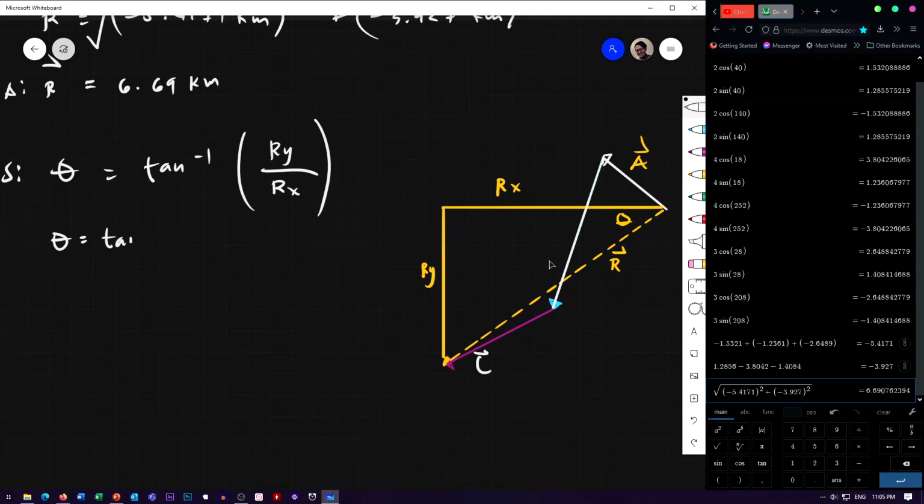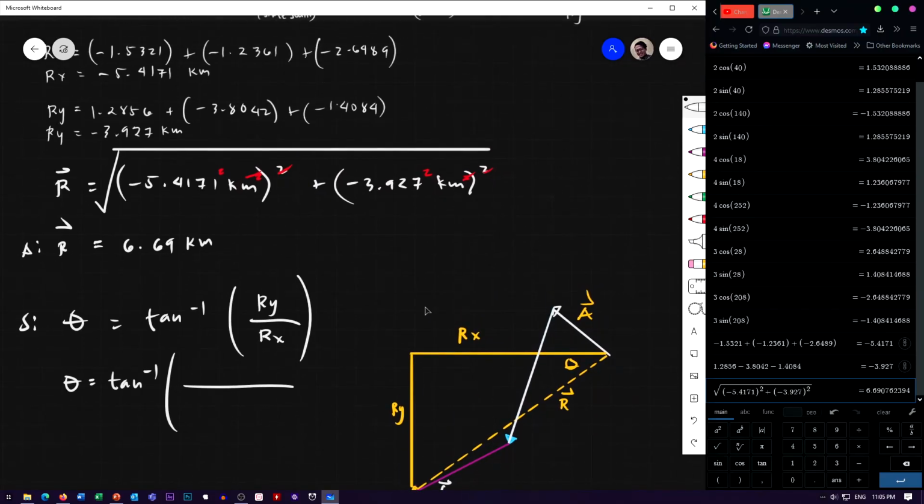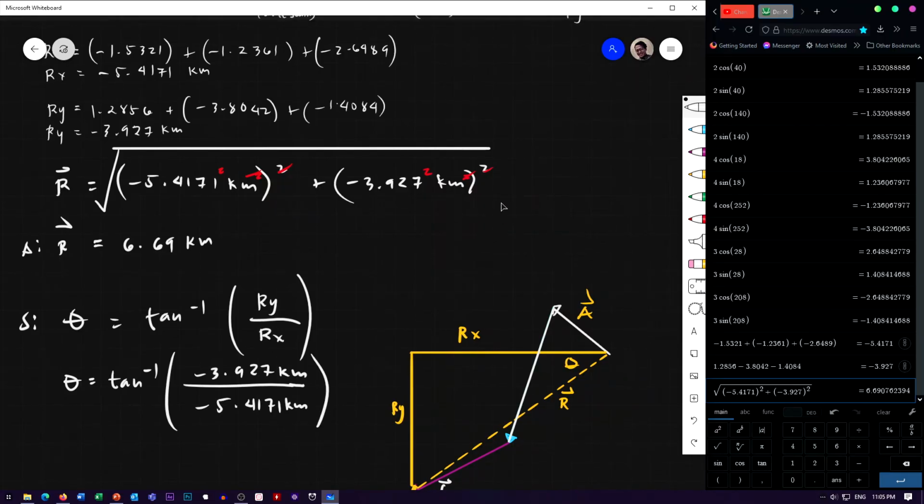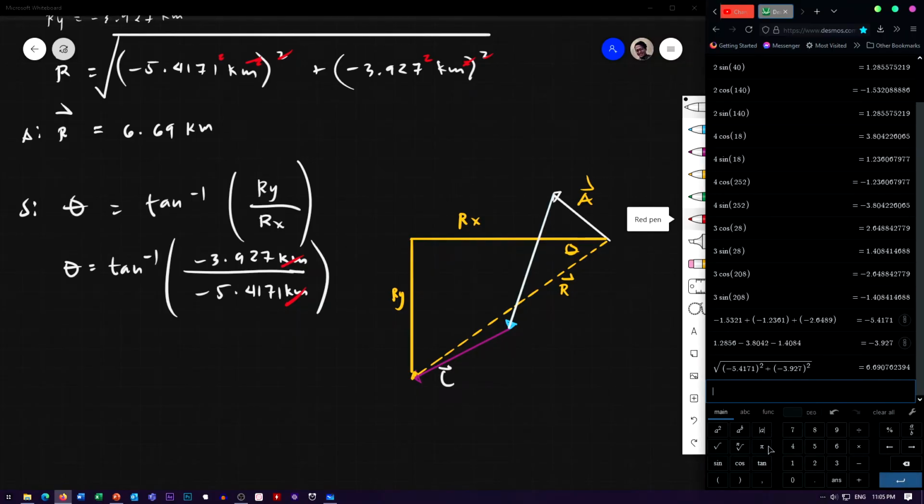Okay, so this is tangent inverse. What's our r sub y? Let's go back to our previous solution. R sub y is negative 3.927 kilometers. Then for r sub x, we have negative 5.417 kilometers. There. So let's cancel the units. Then we input it on our calculator. We have tangent inverse here.